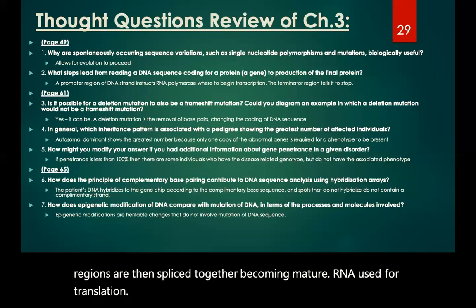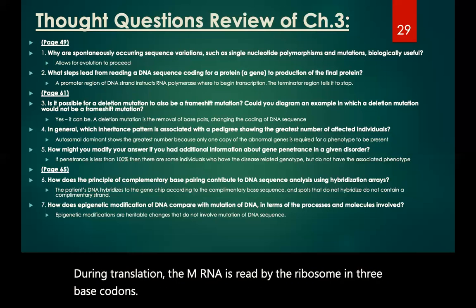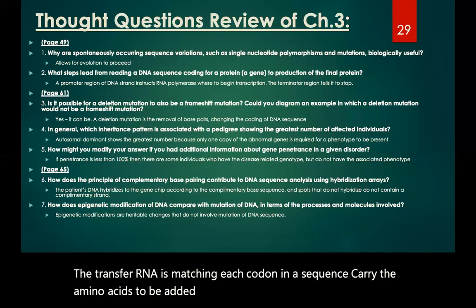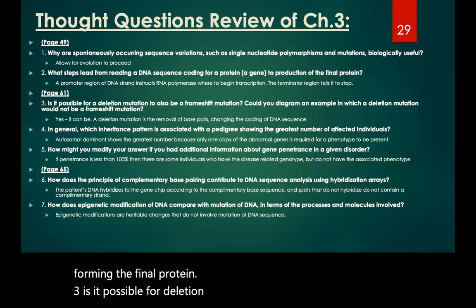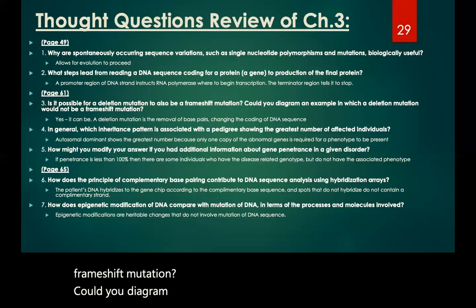During translation, the mRNA is read by the ribosome in 3 base codons. The transfer RNAs matching each codon in a sequence carry the amino acids to be added to the polypeptide chain, ultimately forming the final protein. Number 3, is it possible for a deletion mutation to also be a frame shift mutation? Could you diagram an example in which a deletion mutation would not be a frame shift mutation?